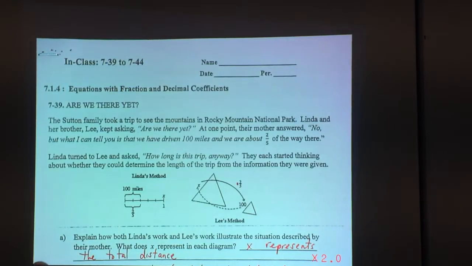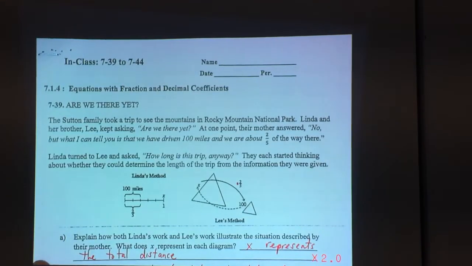Okay, and then the 2/5 also represents the distance that was traveled so far, but it's written as a fraction. So 2/5 represents the portion or fraction of the trip traveled so far.